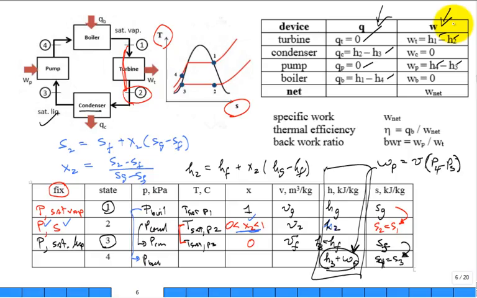So, recommendation: use a table to organize property information. Use a table to organize information about the Q's and W's for your devices. And then remember your metrics. Use a property diagram as well.